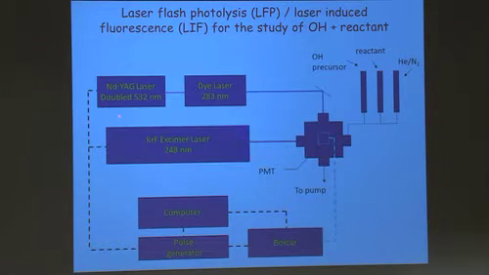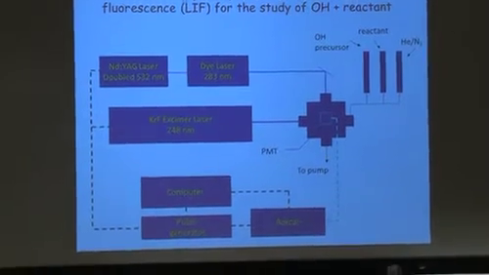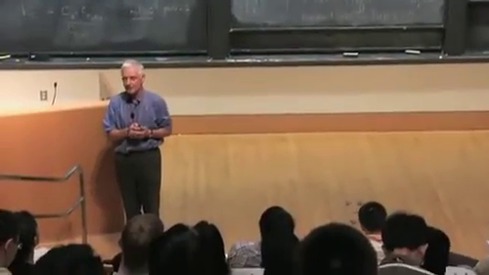We then have a second laser. In this case, it's a neodymium YAG laser that's pumping a dye laser. And this dye laser is tuned to 283 nanometers. And the point about 283 nanometers is that the OH radical absorbs light at that wavelength. So the OH absorbs a photon of light and gets raised to an excited electronic state.